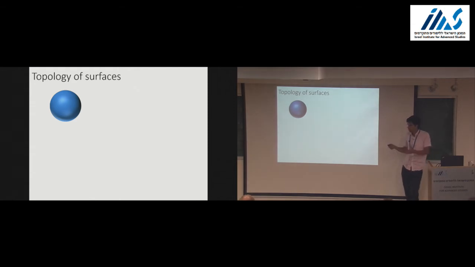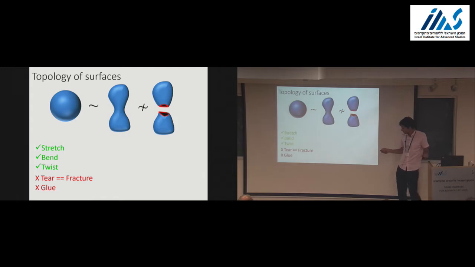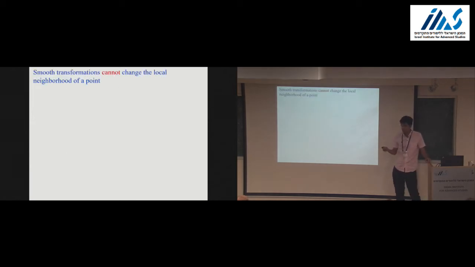So I'll start by saying something about topology. Topology is a set of properties that doesn't change under smooth deformations. They don't change if we, for example, stretch or bend or twist a surface. But we do change the topology if we make a tear or glue two bodies together. The main problem in topology is to determine what properties are invariant under smooth deformations. One thing that doesn't change under smooth deformations is the local neighborhoods of points.